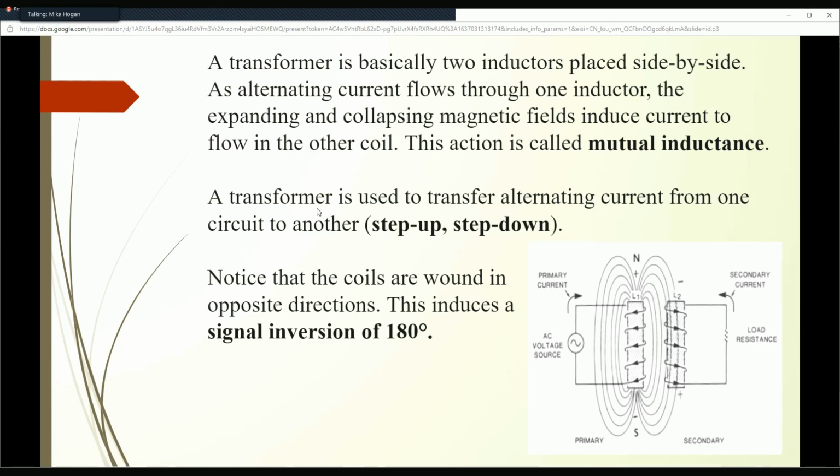Now we can have different amounts of turns in the primary and the secondary. And we'll see what that does for this transformer. You know, it may be a step up or a step down. And then the other thing is, notice that these turns, you can see that they are wrapped in the opposite directions, which creates a 180 degree signal inversion. In other words, the negative and positive is rotated. The polarity is switched, right?